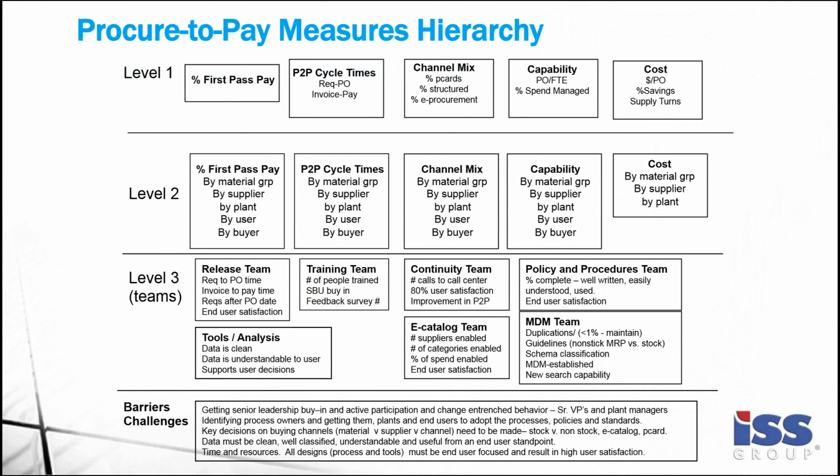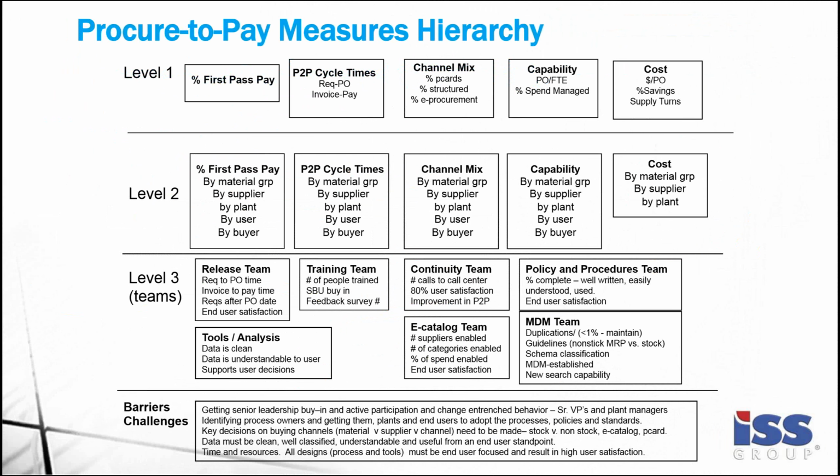This is just the third level down. You see level 3 teams. These are metrics that relate to the upper levels, but not directly. They're an indirect impact on percent first pass pay, for example. The release team: how well do they take a requirement and generate a purchase order, and how clear is that purchase order? Does it have the right price on it? Does it have the right material spec? And then when the invoice comes in, it'll match and you get a first pass pay. So that's a very critical metric.